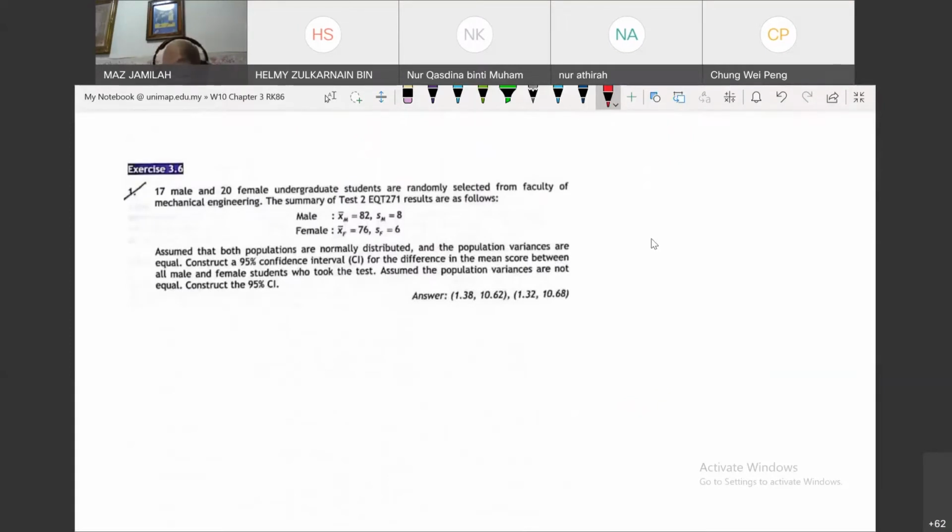Okay, so let us look at exercise 3.6. That will be on page, still page 95. Now, you have 17 male and female. So let's say male N1 is equal to 17. Okay, and then you have female N2 is equal to 20, randomly selected from the Faculty of Engineering.